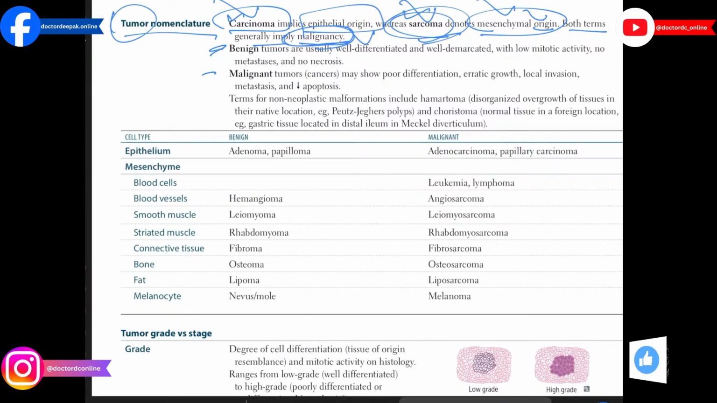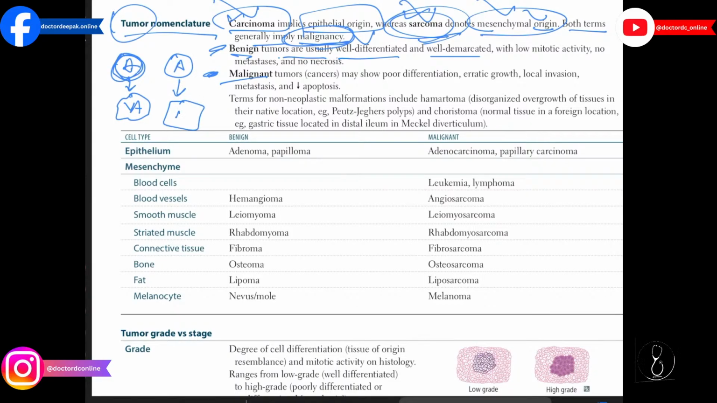There are two types of tumors you already know, the benign and malignant. Benign tumors are usually well differentiated and well demarcated. Well differentiated means the abnormal cell resembles the normal cell, it looks like it. The benign tumor is also just like that, with some resemblance in physical appearance to the normal cell.